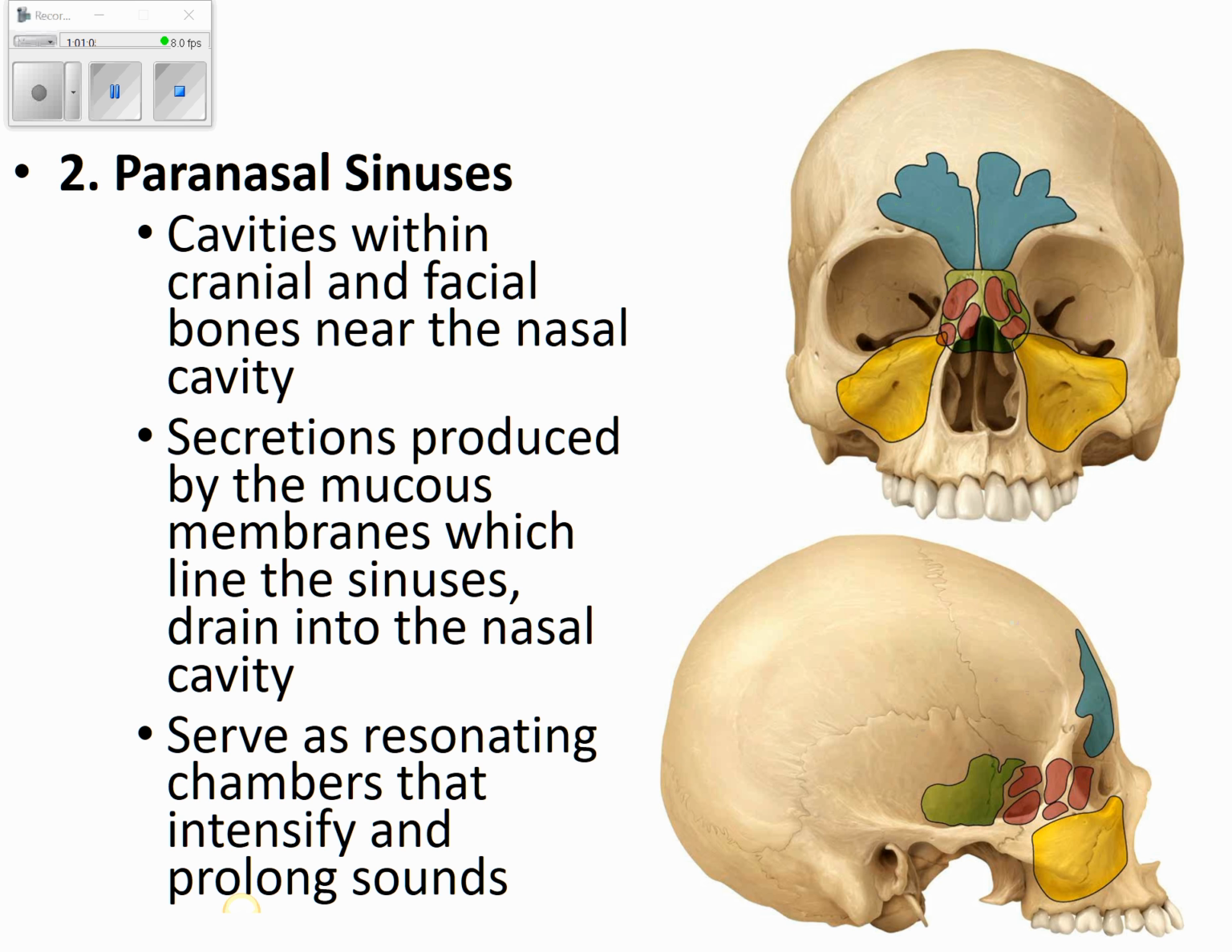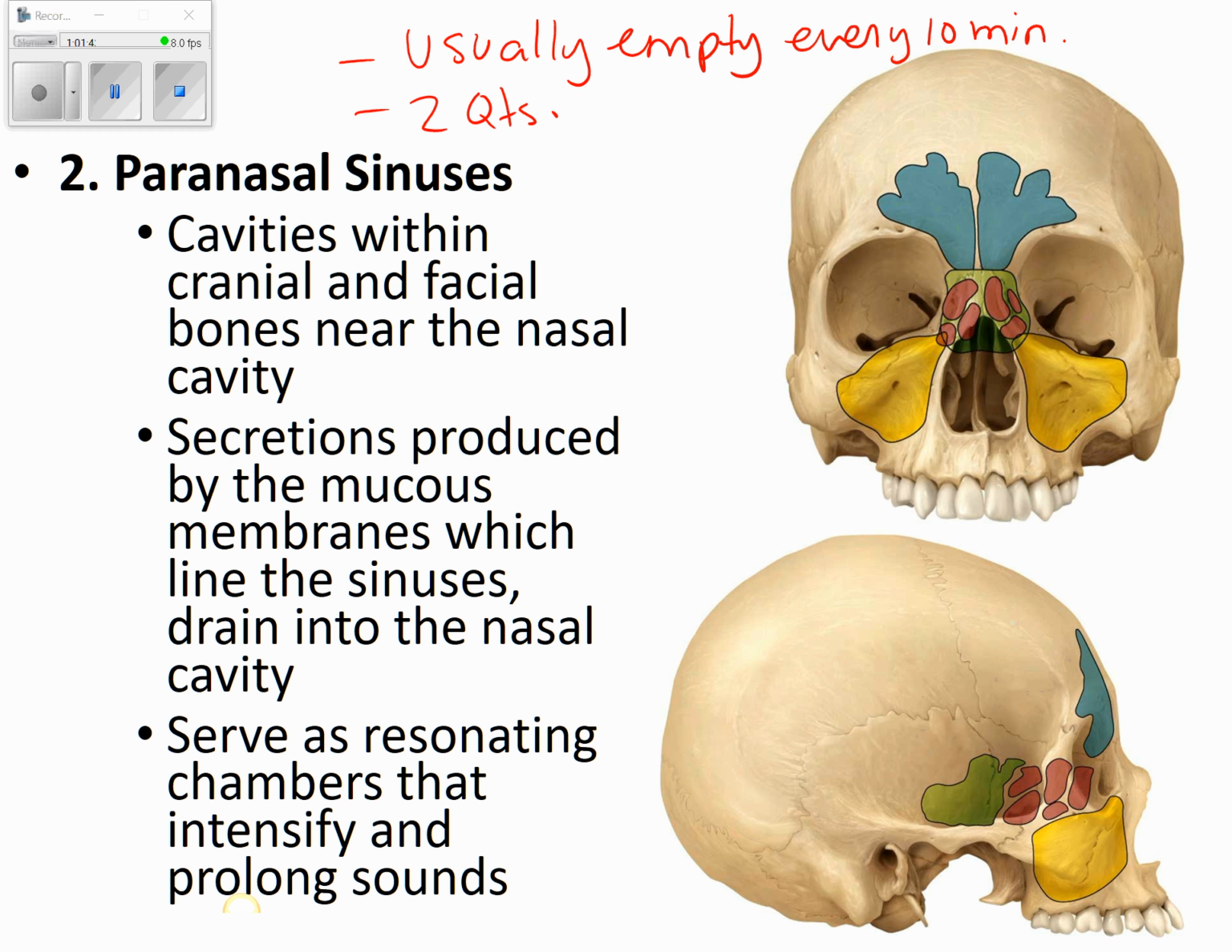Next, you need to know the paranasal sinuses. These are cavities within the cranial and the facial bones near the nasal cavity. They have secretions that are produced by the mucous membranes which line the sinuses, and drain into the nasal cavity. They serve as resonating chambers that intensify and prolong sound. So these usually empty out every 10 minutes. Then about 2 quarts go through the sinuses every day.